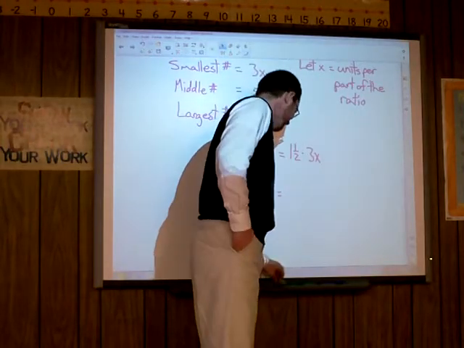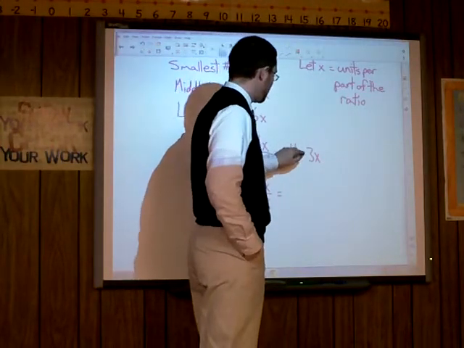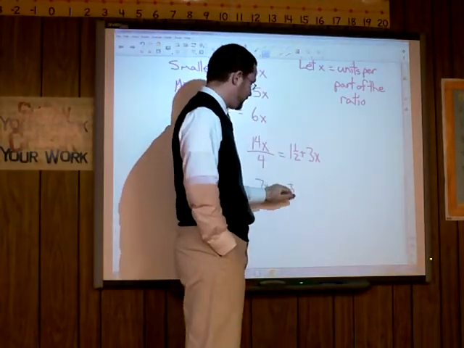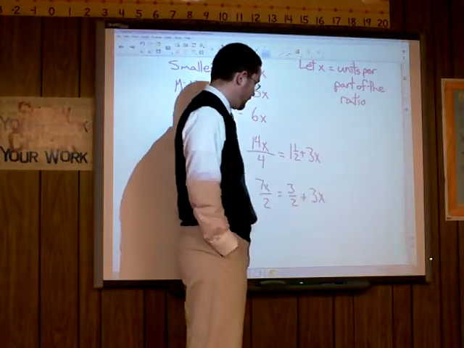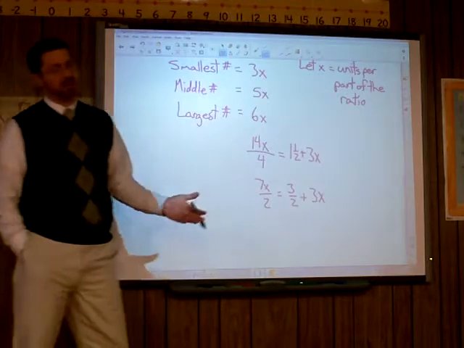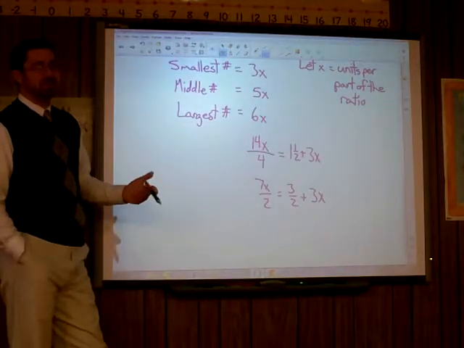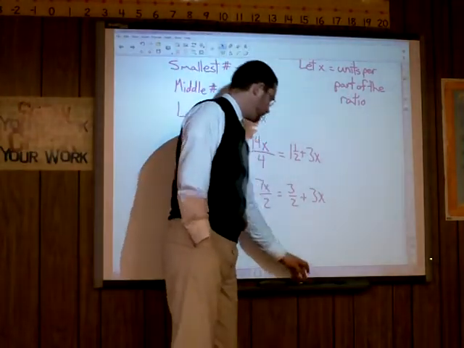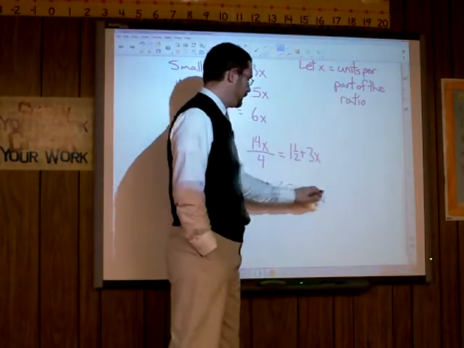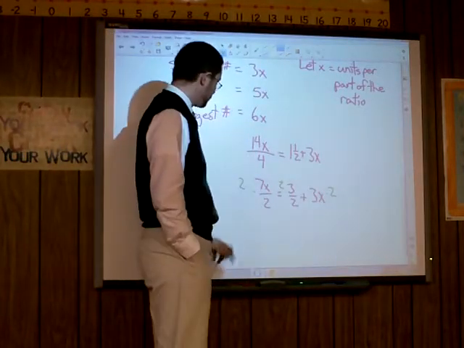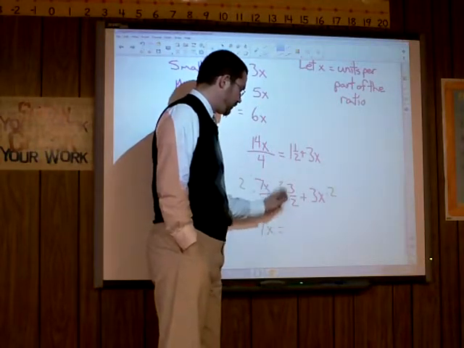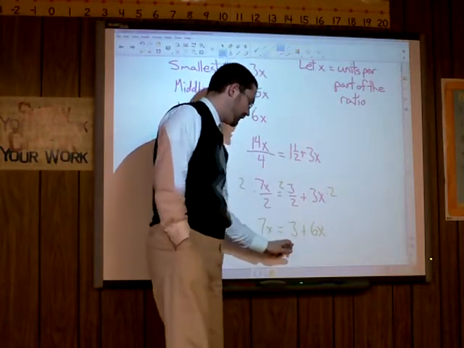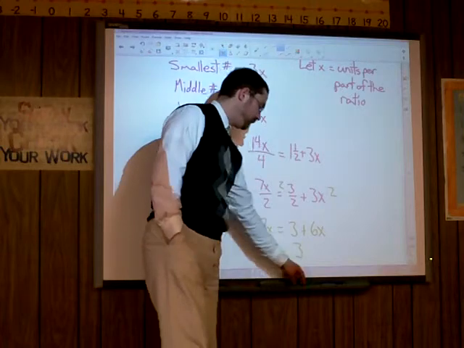Okay. Alright. So that should be a plus 1.5 more than the smaller number. So that's 3 halves plus 3x. Now, since we're dealing with halves, it probably wouldn't be that big of a deal if we just left the fractions in, okay? Or if you want to, you can multiply everything by 2, and that would get rid of all the fractions, okay? 7x equals 3 plus 6x. And then, of course, you subtract the 6x and you get x equal to 3, okay?